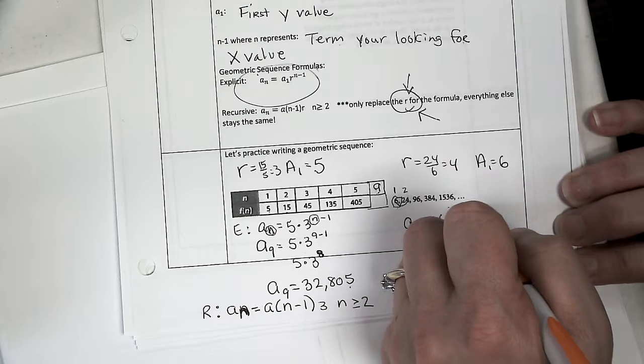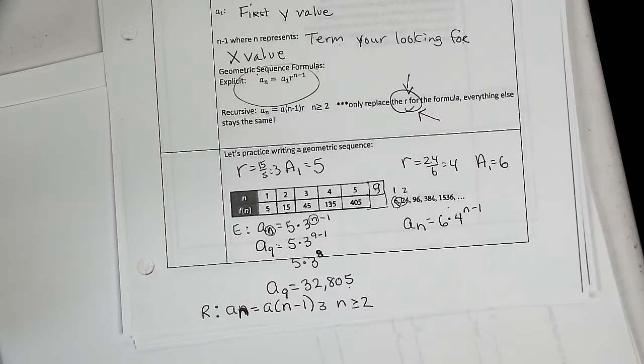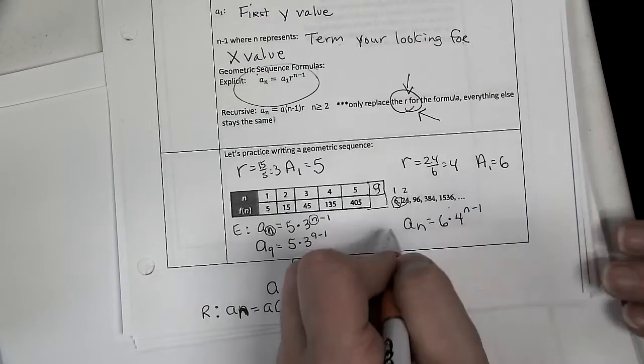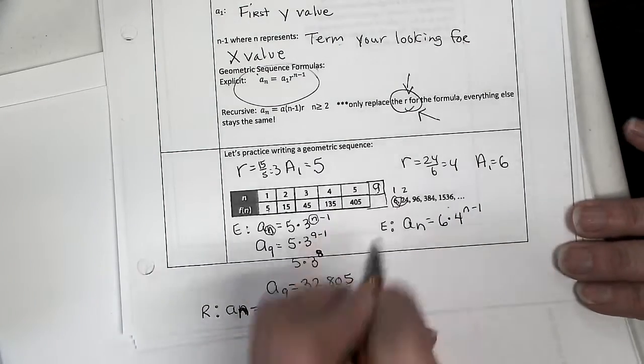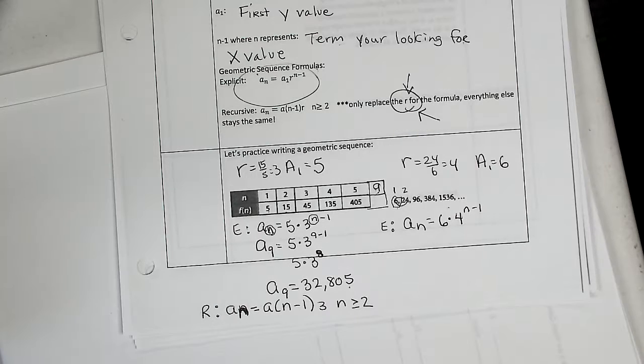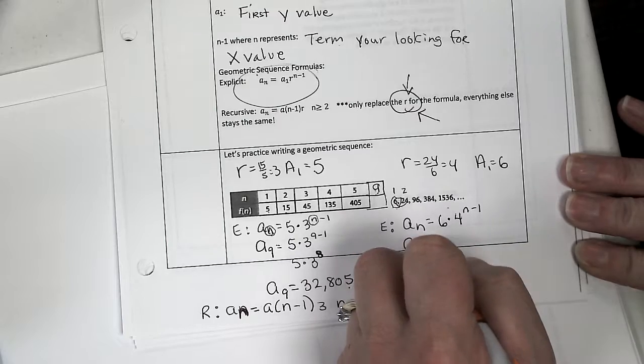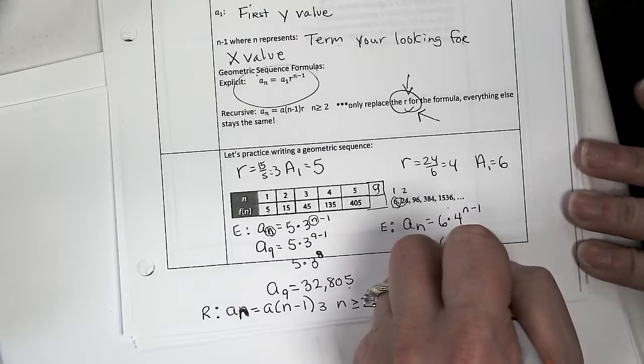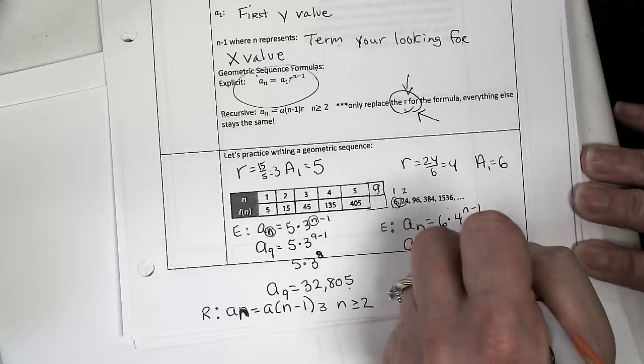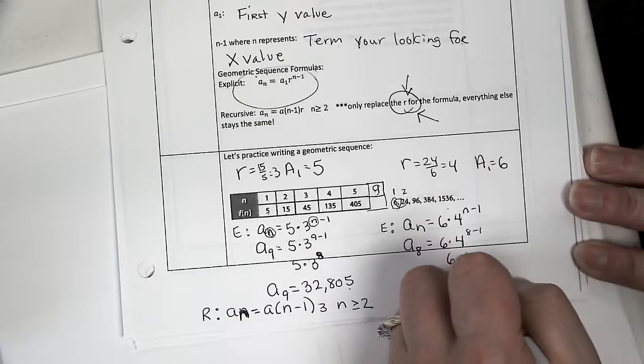Now if I said to you, I don't want to go too high, let's make it the 8th term. If I say I want the 8th term, what do I write now? A of what? 8 equals 6 times 4 to the what? 8 minus 1. So 6 times 4 to the 7th equals A of 8. All right, somebody do that math. 4 to the 7th power, and then times by 6. And A of 8 equals 98,304.